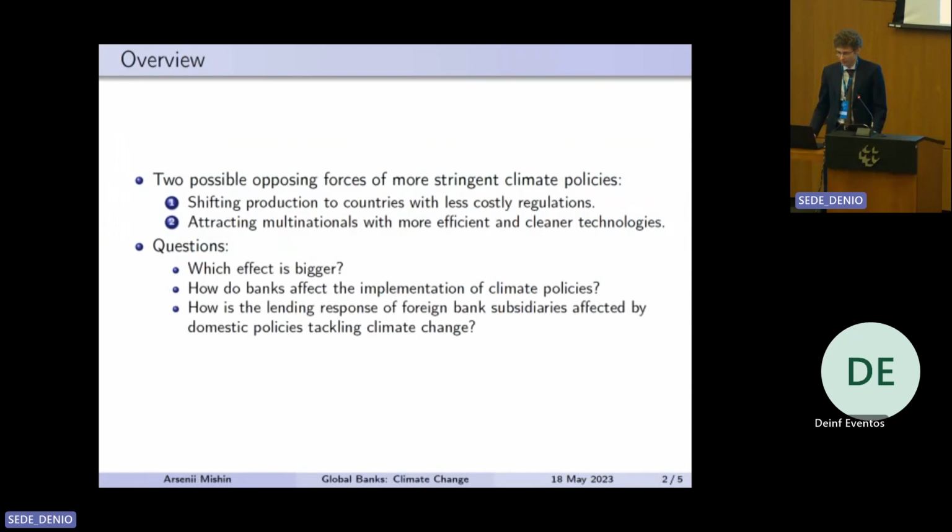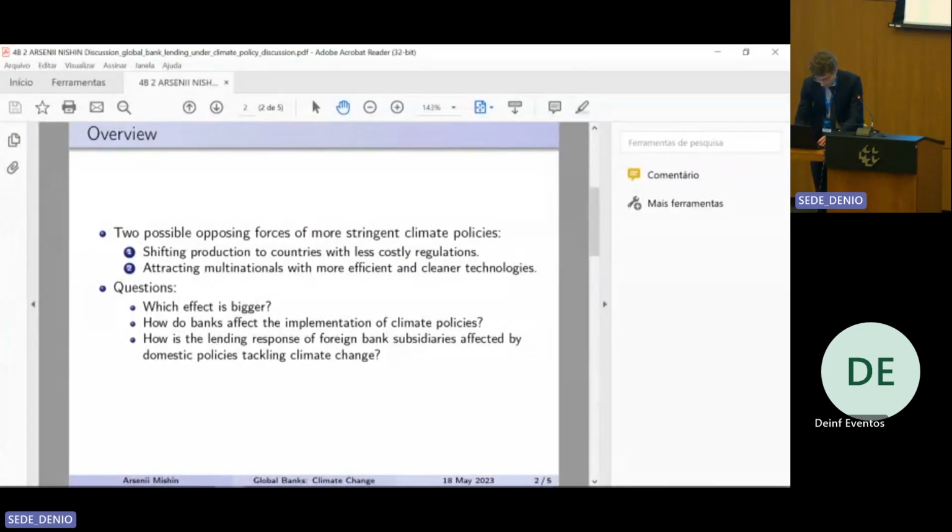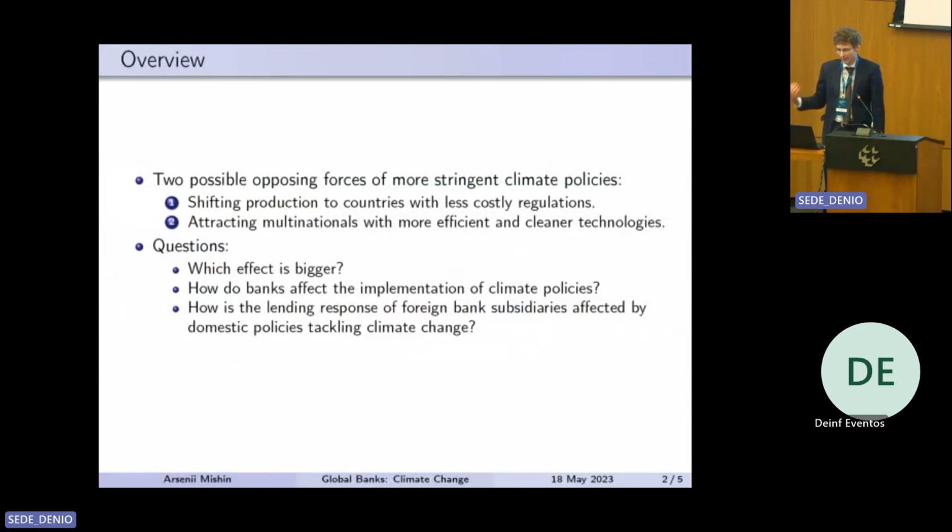Let me give you some motivation showing a big picture of this paper. We can think about two opposing channels that the authors identify when we consider more stringent policy that tackles climate change.